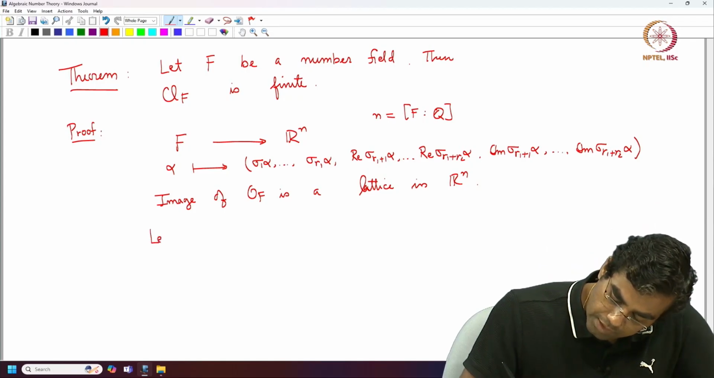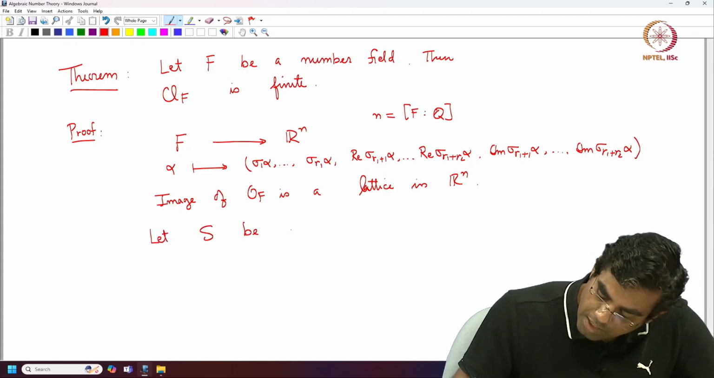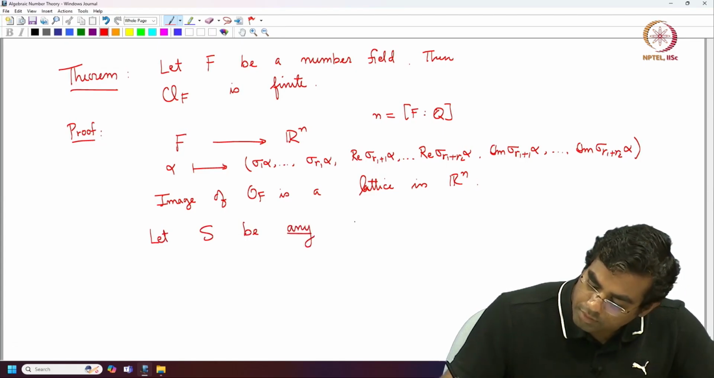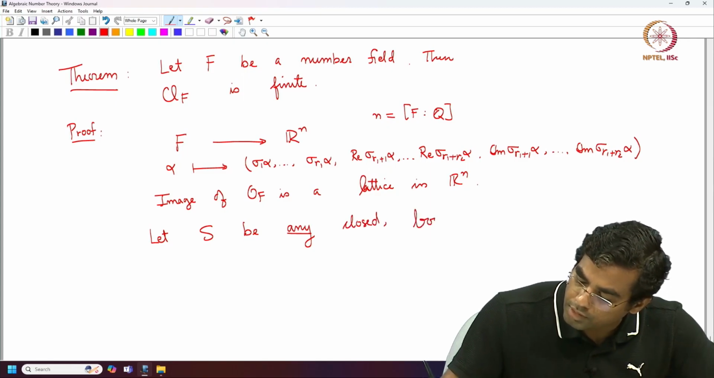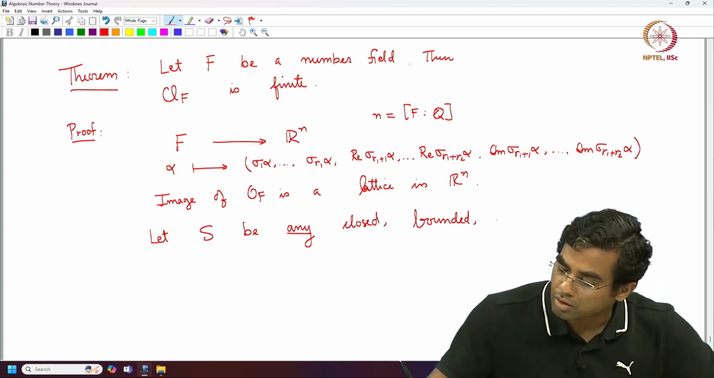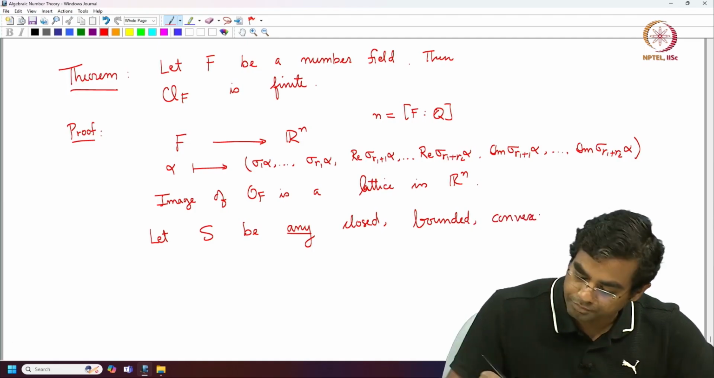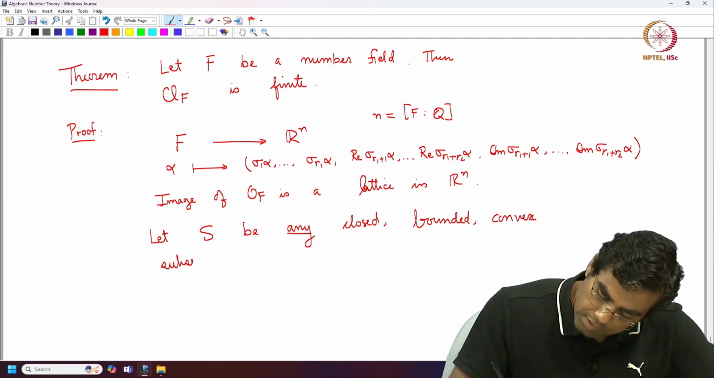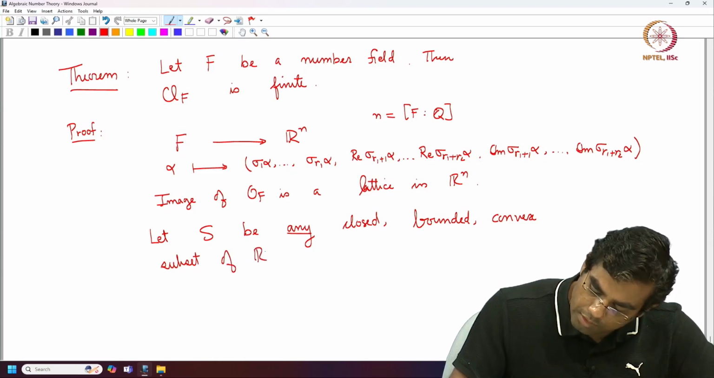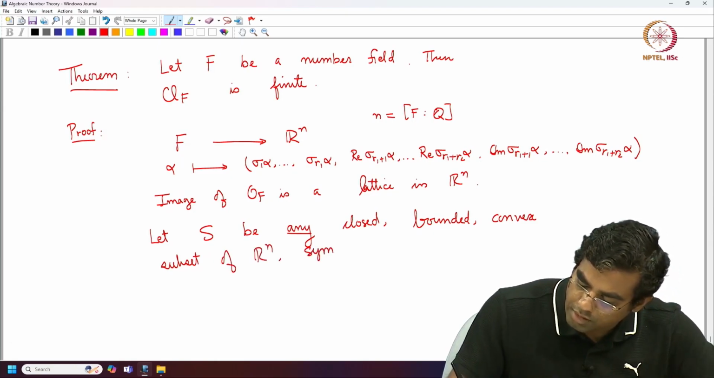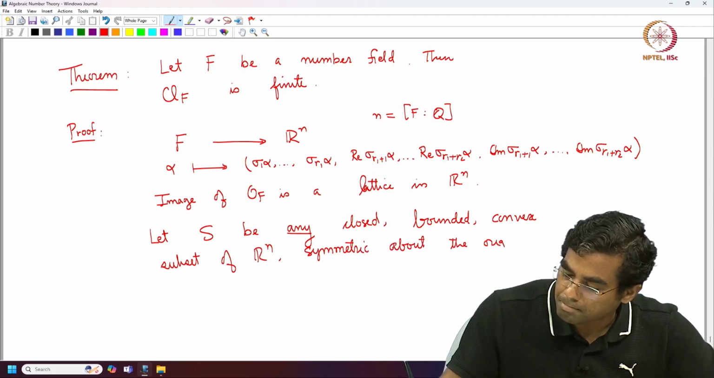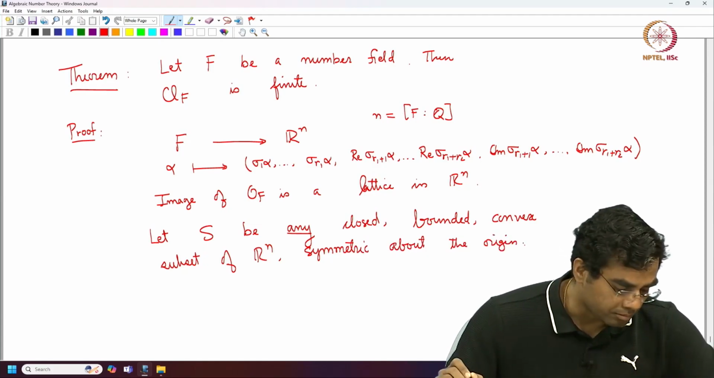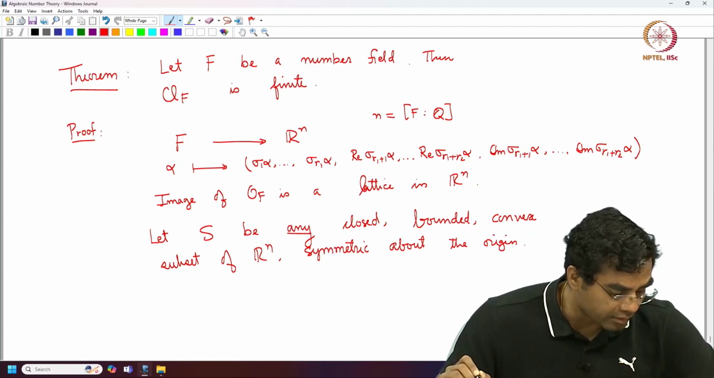Okay. So, let S be any closed, bounded, convex subset of R^n symmetric about the origin. Okay, and this is what we will start with.